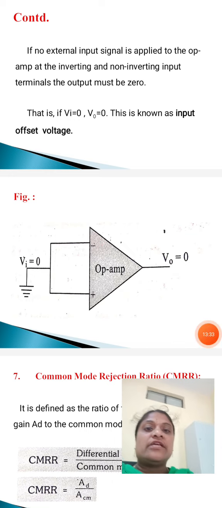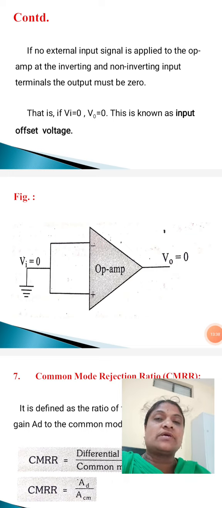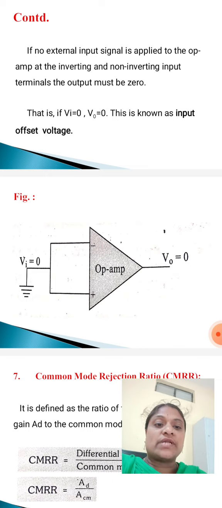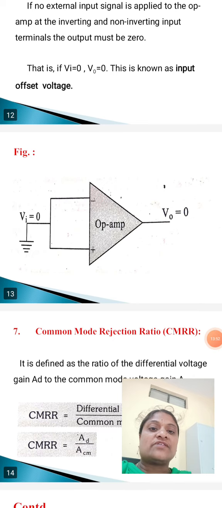That is, if input is 0, so we cannot apply the input. That's why input is equal to 0. If input is 0, then output is 0, because there is no voltage applied to the circuit. This is known as input offset voltage.